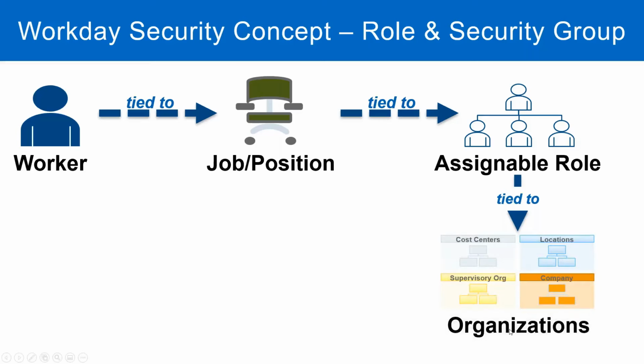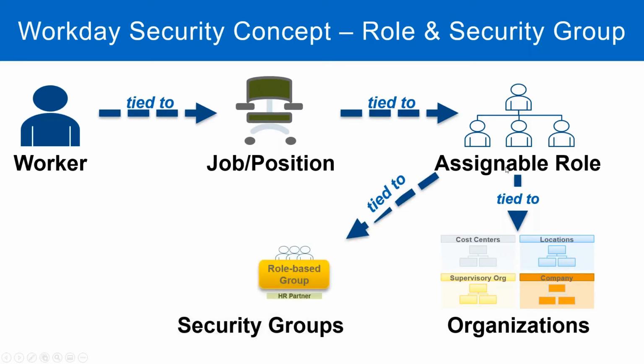So the assignable roles are always tied to the organization. This is where they have the rules, and the assignable roles are also part of a security group called a role-based security group. These are the people who have the same kind of roles in the organization. Okay.